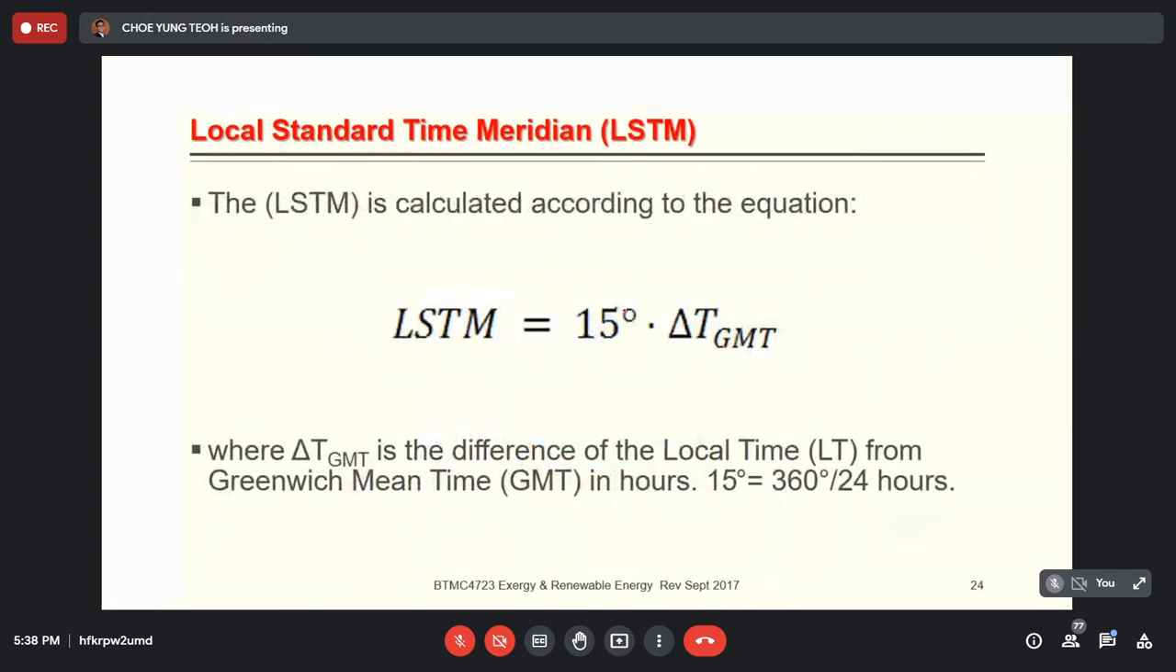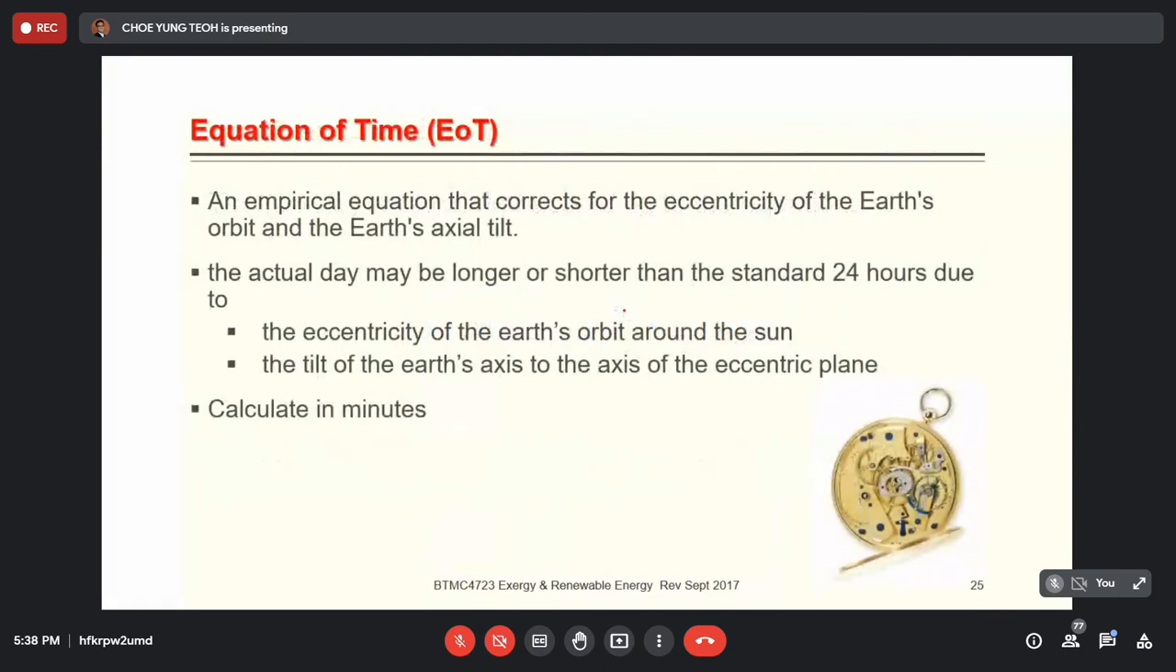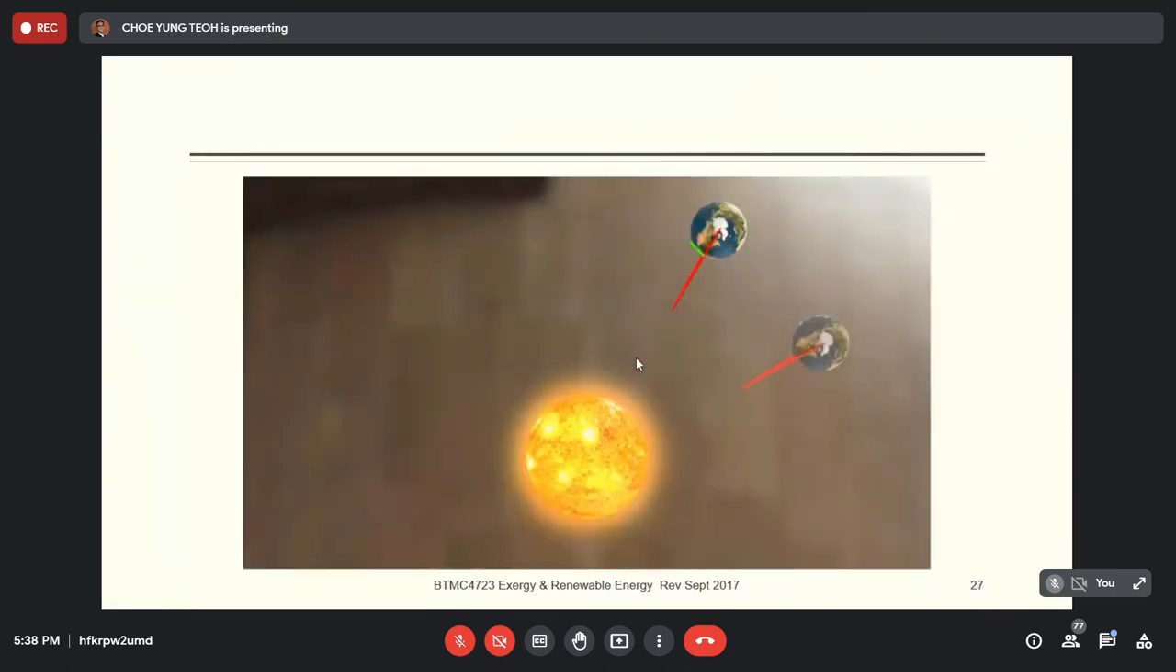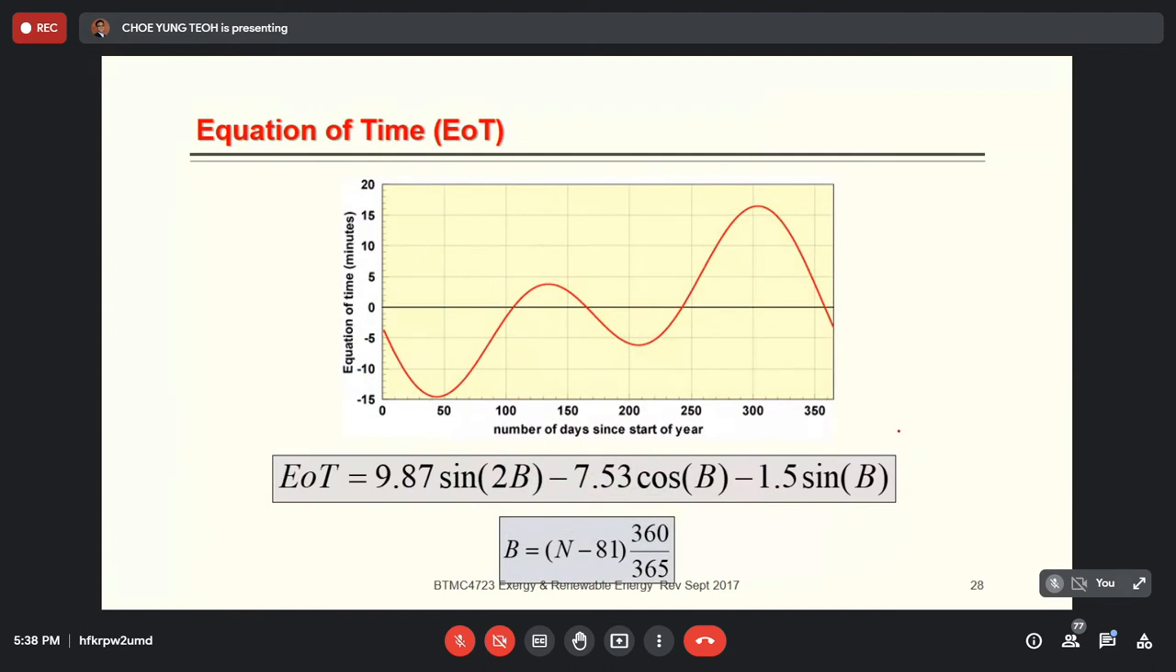Okay, the reason is just to let you understand, but we always have the equation to represent this. Okay, this is the equation of time. You need to know how to use it and what the difference is. To explain, I think not to that extent, but if you can understand, it's better. So this is the equation of time.